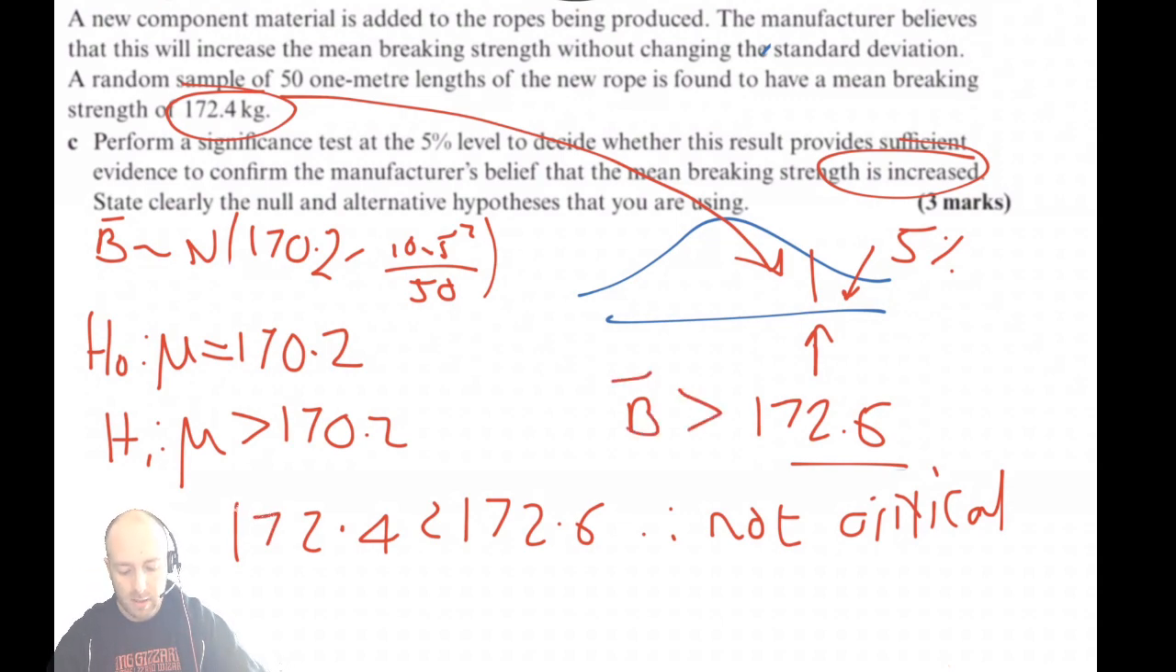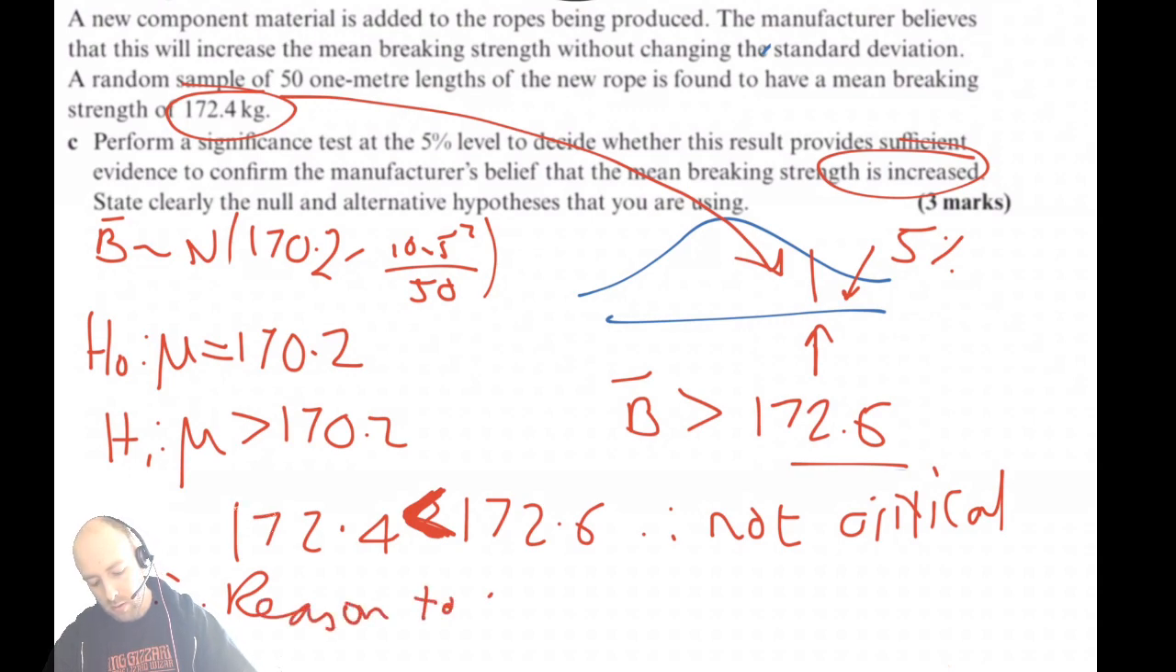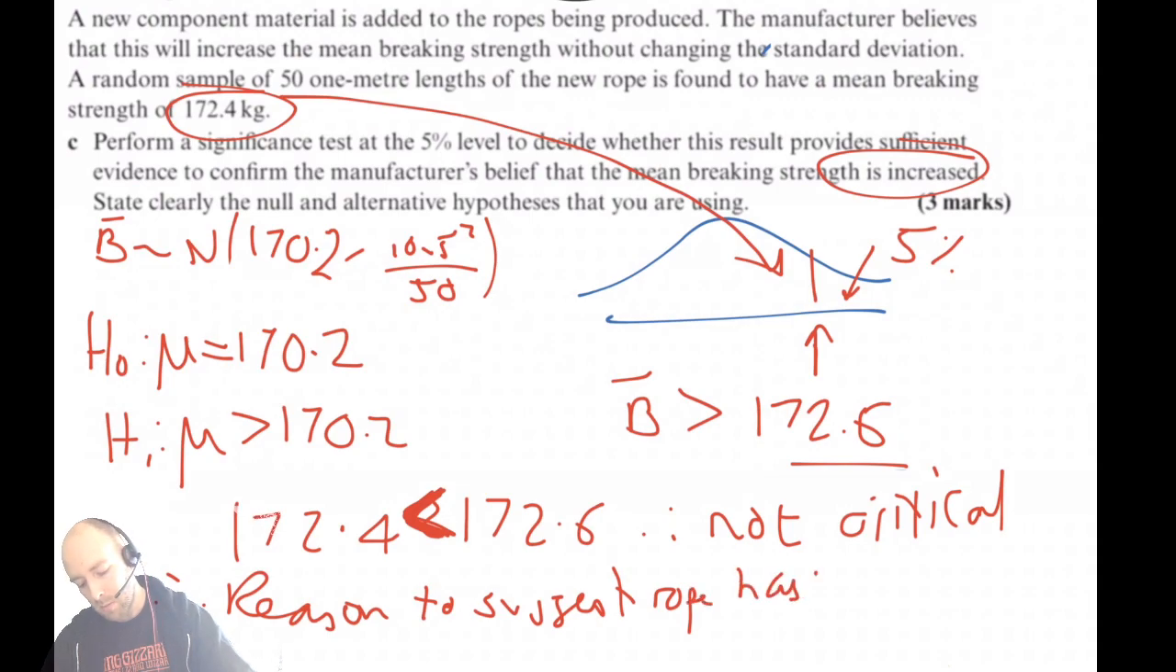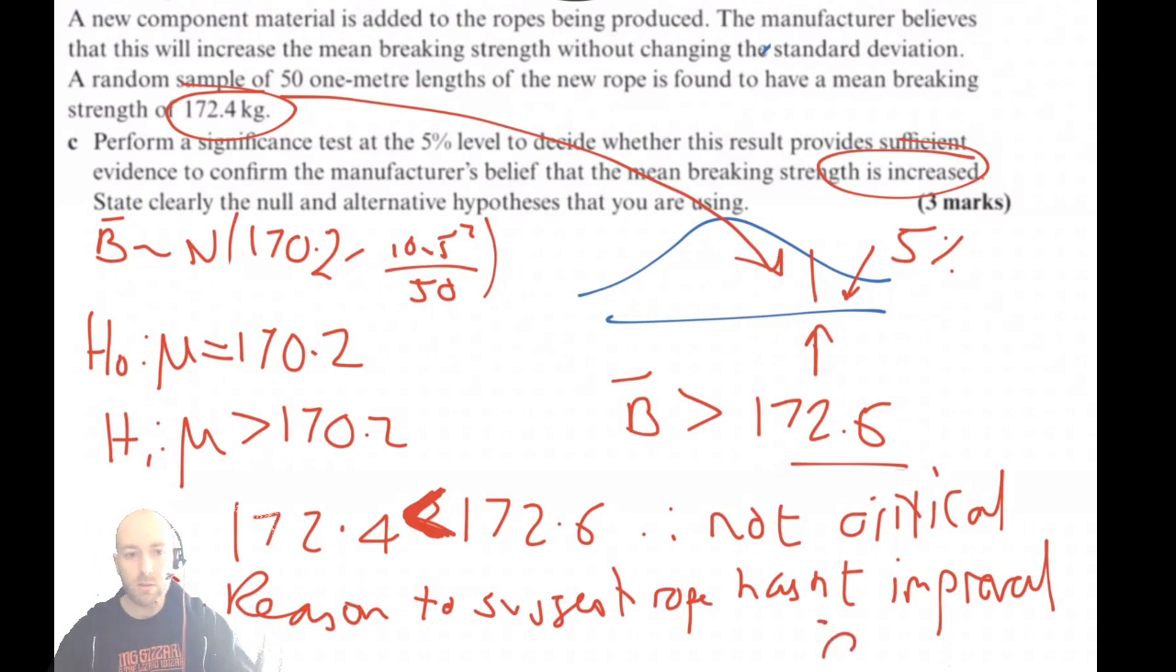So because this is less than, it ain't critical. Therefore, there's no reason to suggest the rope hasn't improved. Sad times for the rope manufacturers.